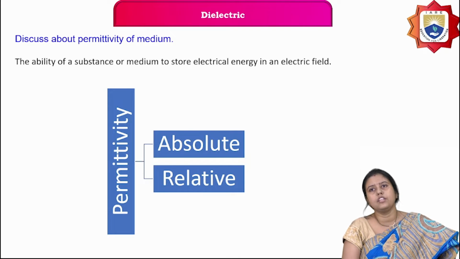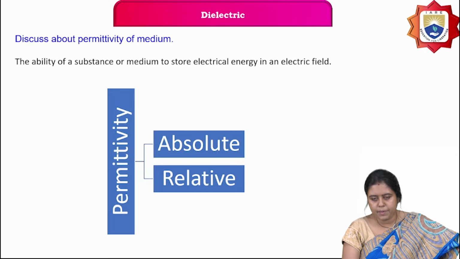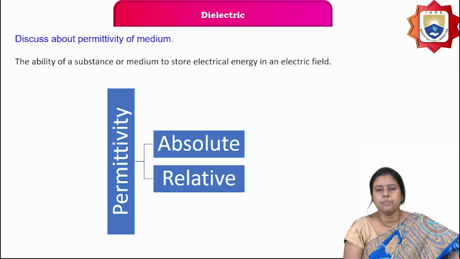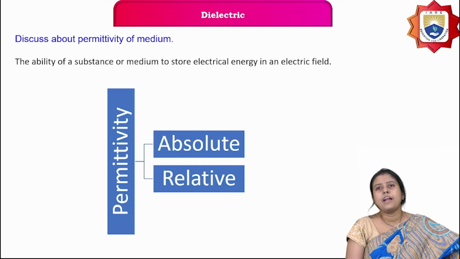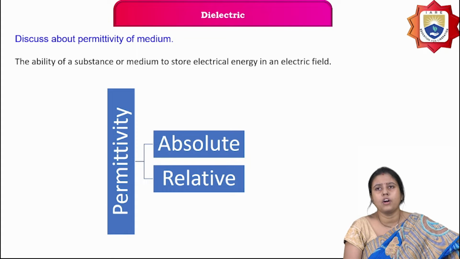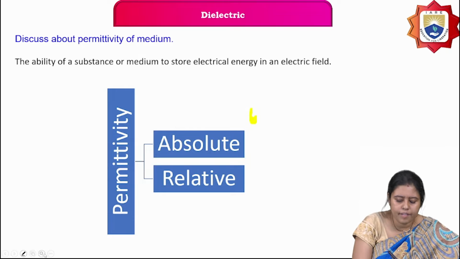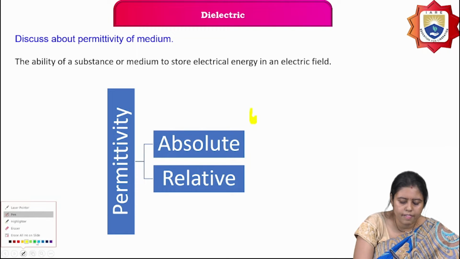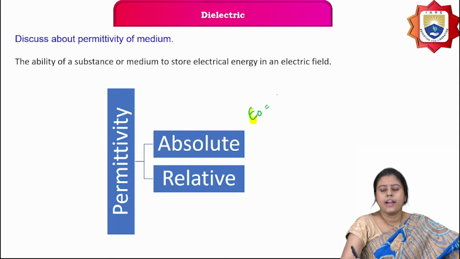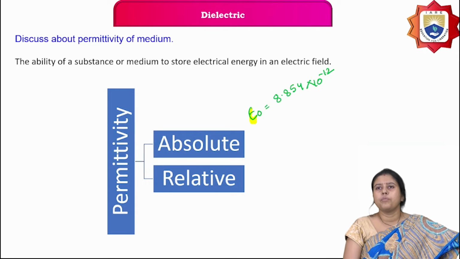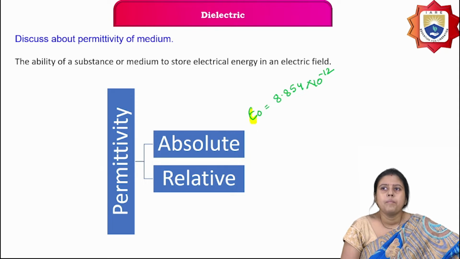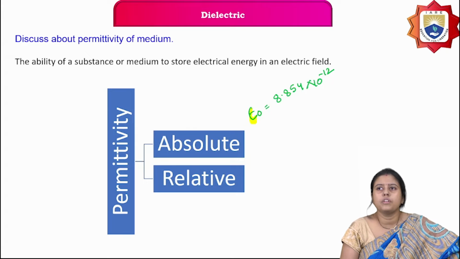So permittivity is basically of two types. One is known as the absolute permittivity. Another one is known as the relative permittivity. What do you mean by absolute permittivity? Absolute permittivity means the permittivity of any medium with respect to the vacuum or the air. We can write it by epsilon 0 and its value is 8.854 into 10 to the power minus 12. So absolute permittivity is the property to store the energy in an electric field.